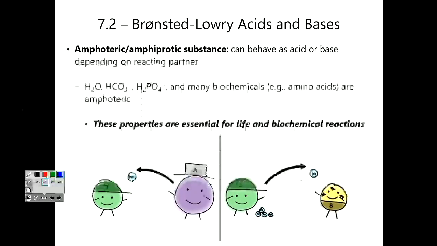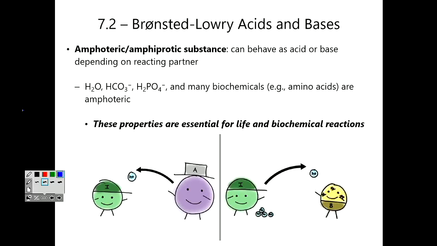So, this is what I'm talking about. When a substance is capable of acting in both capacities, acid or base, depending on its partner, then we call that an amphoteric or amphiprotic substance. These are sort of synonymous terms. And many, many examples of these substances exist, particularly in biological systems. Of course, we've already talked about water.